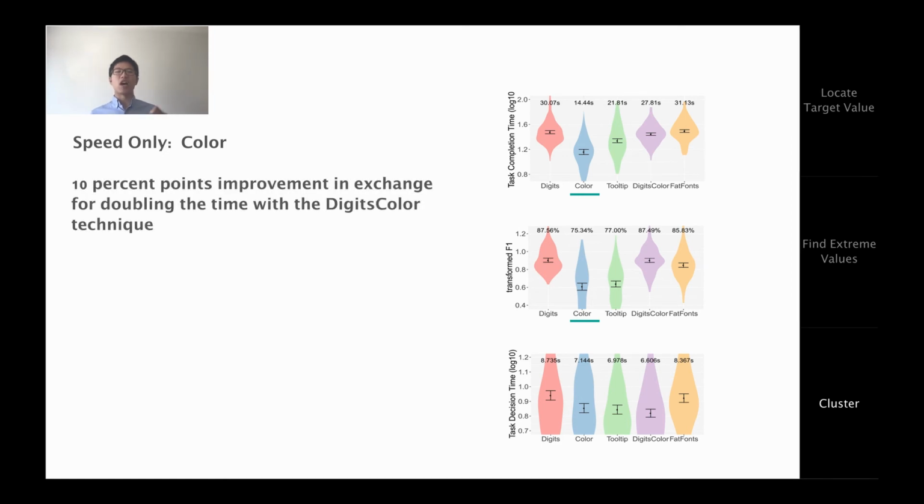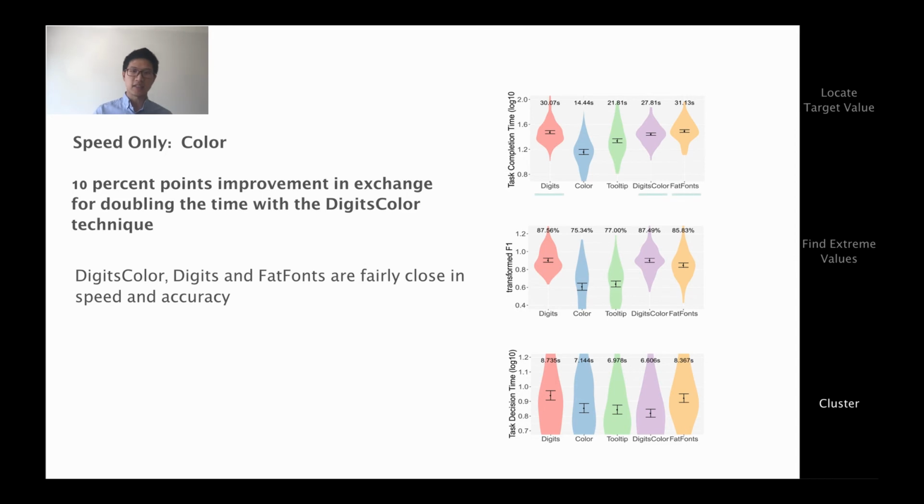What I even find is that you can gain a 10 percentage point improvement in exchange for doubling the time with the DigitsColor technique. What I also find is that DigitsColor, digits, and FatFonts are fairly close in speed and accuracy. As we can see here, they're fairly close to each other.